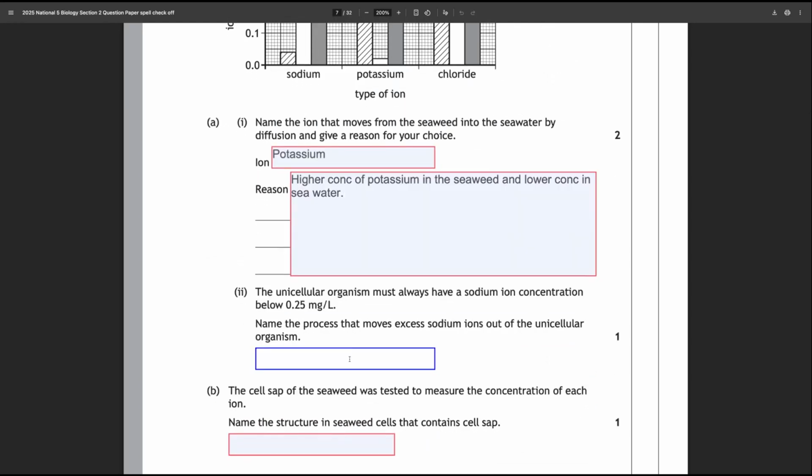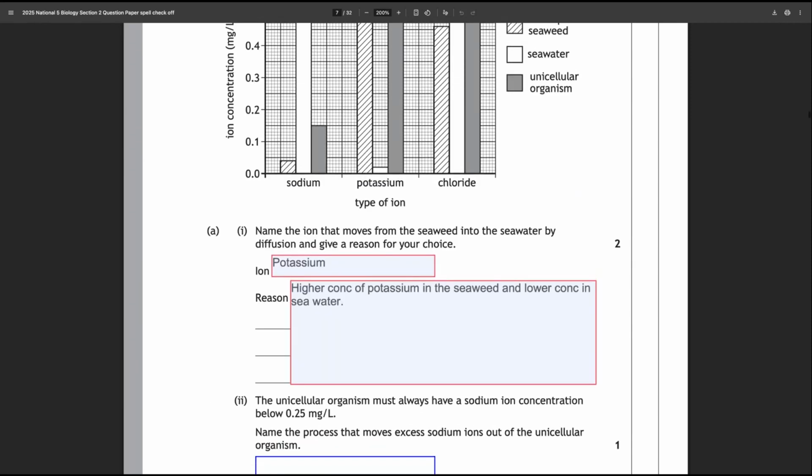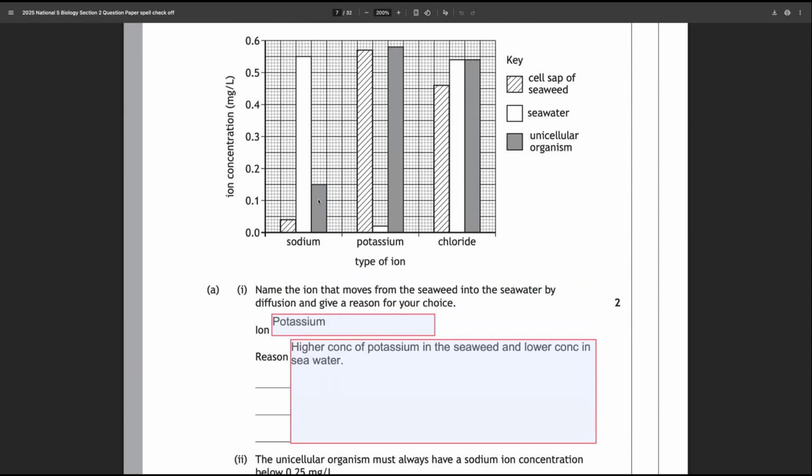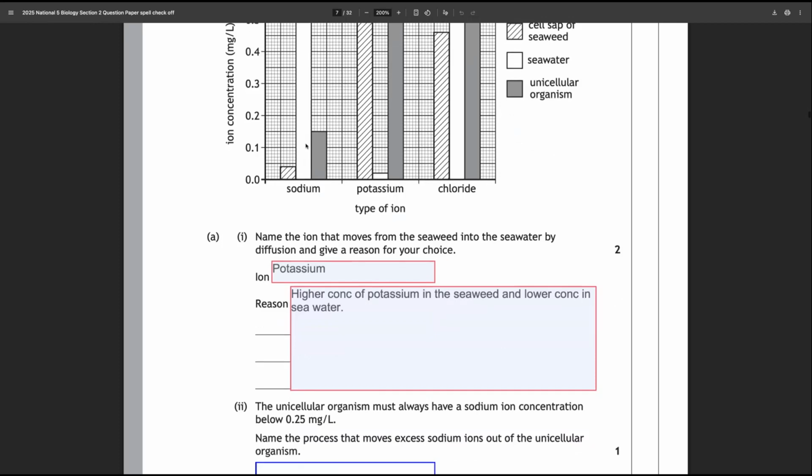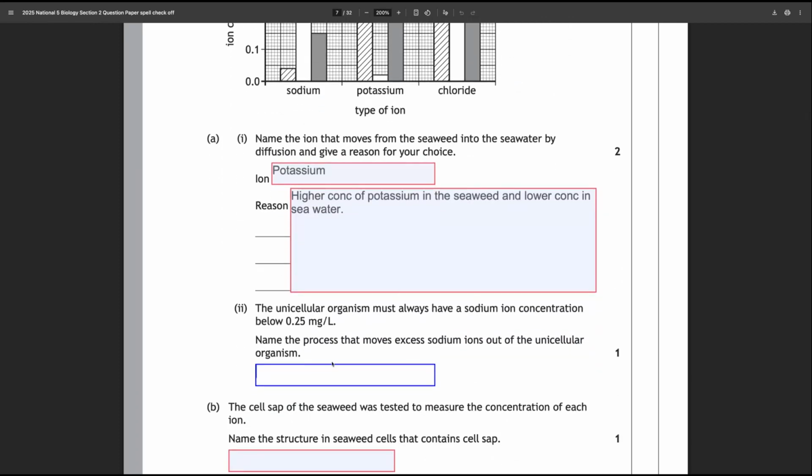Next question, the unicellular organism must always have a sodium concentration of below 0.25 milligrams per litre. Name the process that moves excess sodium ions out of the unicellular organism. Okay, so let's look at sodium and the unicellular organism. Now, we can see from this shaded bar, it's at 0.15. So relatively low. The seawater around it has much more sodium in it. Now by diffusion, sodium will be moving into this unicellular organism from higher to lower. So that's into the organism.